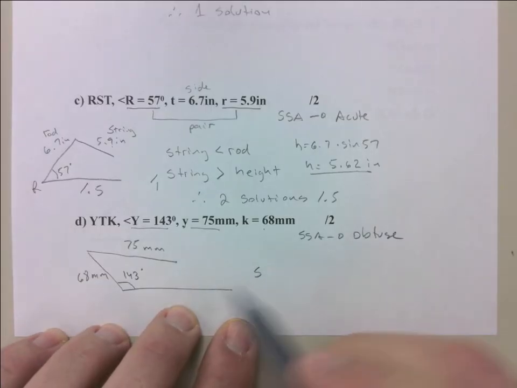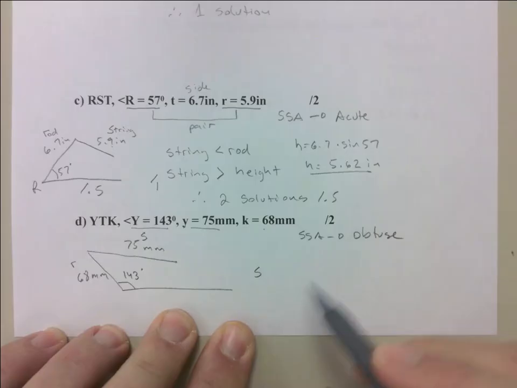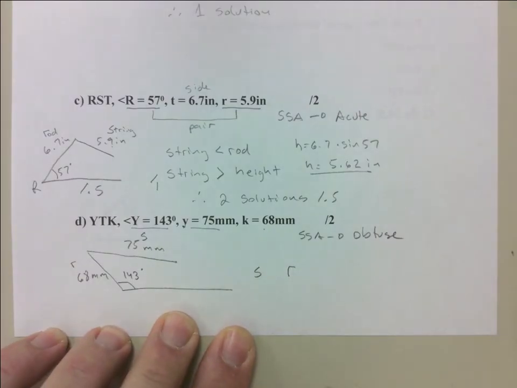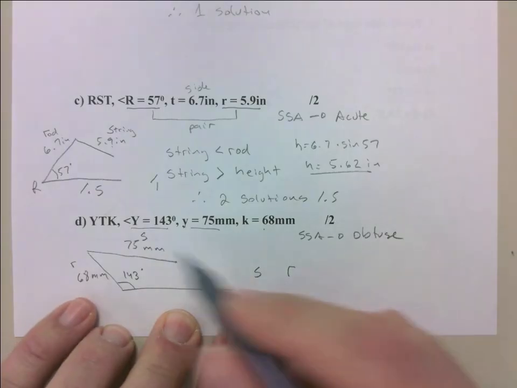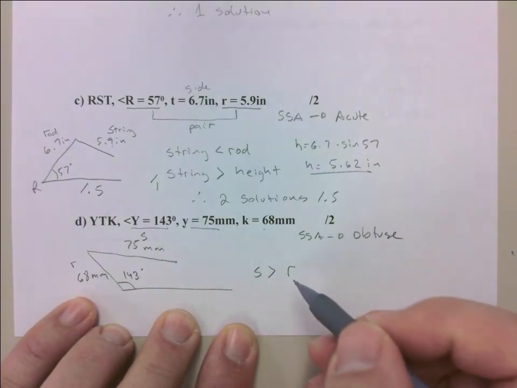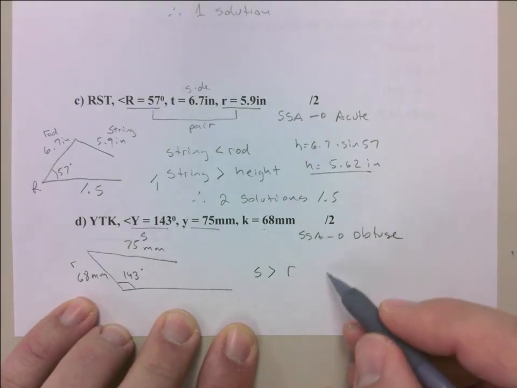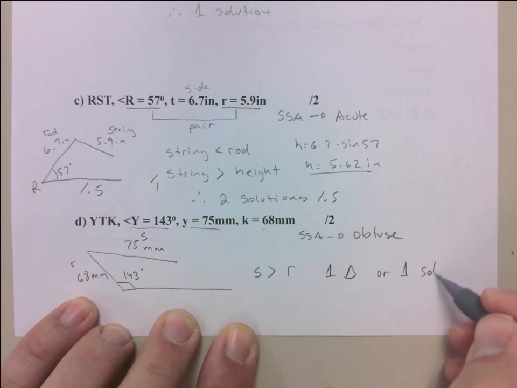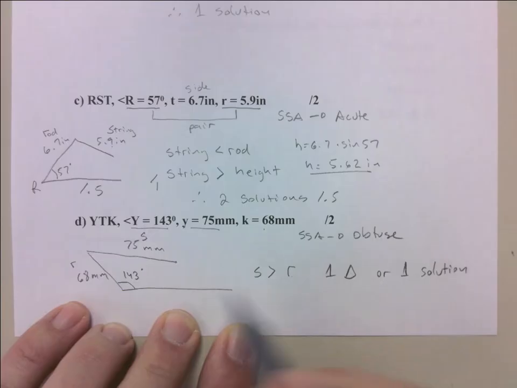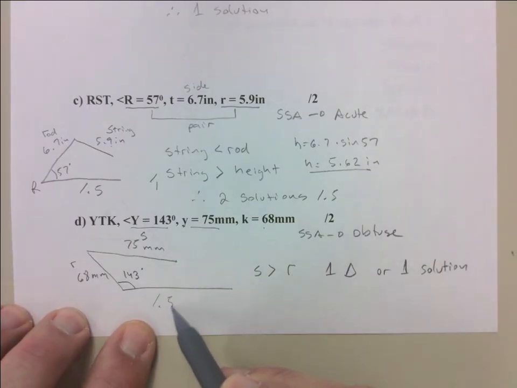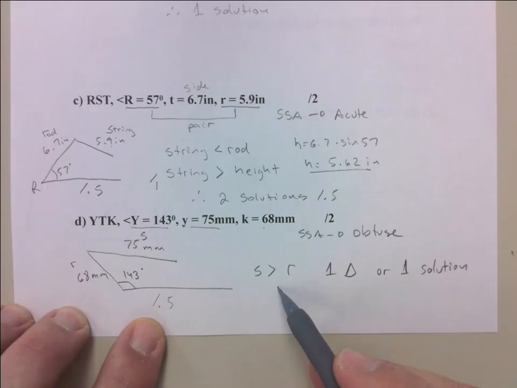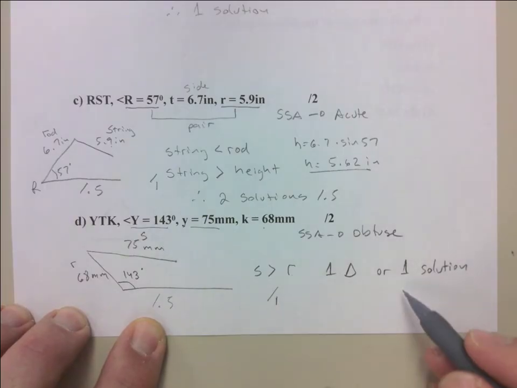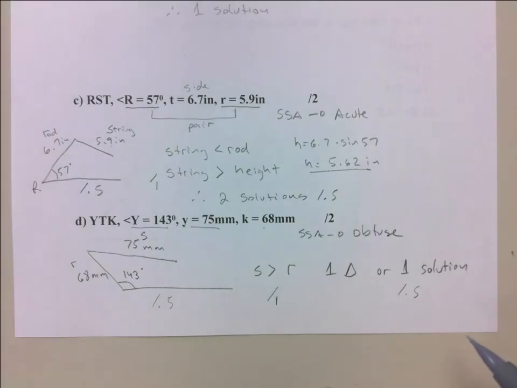All you need to do is, this is my rod and this is the string. That's all you need to compare when it's obtuse. And in this case, it's greater than the rod, so one triangle or one solution. So I give you half a mark for diagram. I'll give you a full mark for the justification in this case and half a mark for telling me whether it's 0 or 1, because it's rolling a dice there, or tossing a coin, I should say.